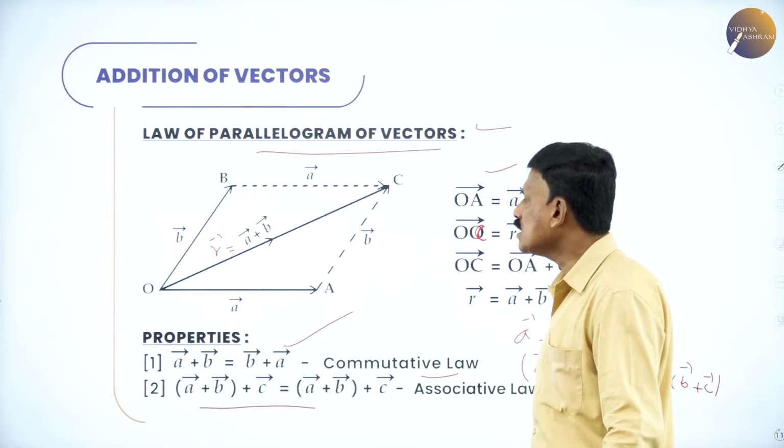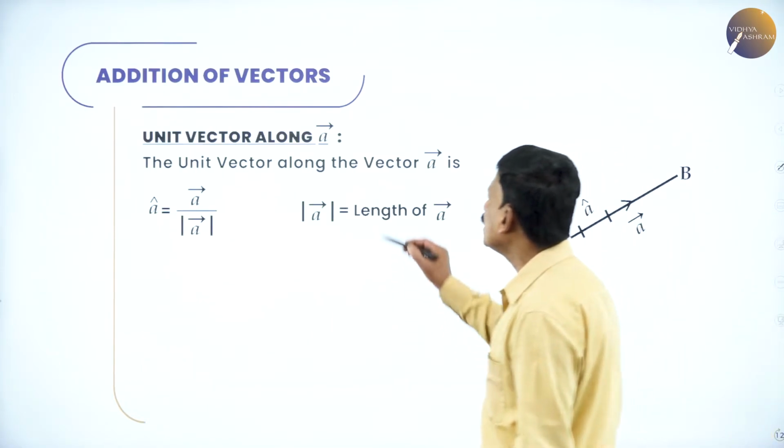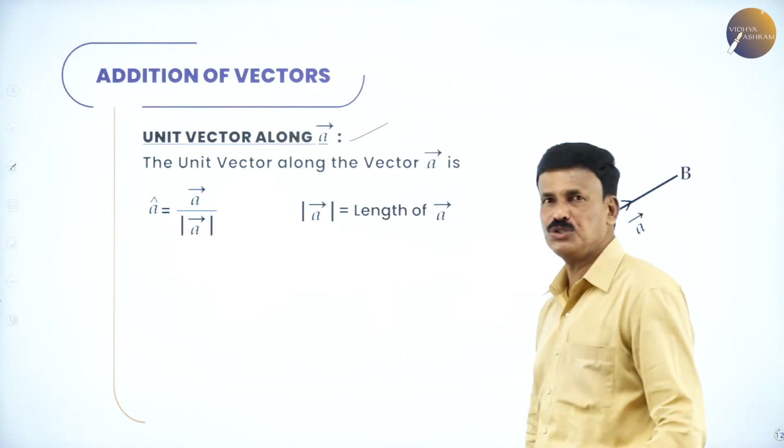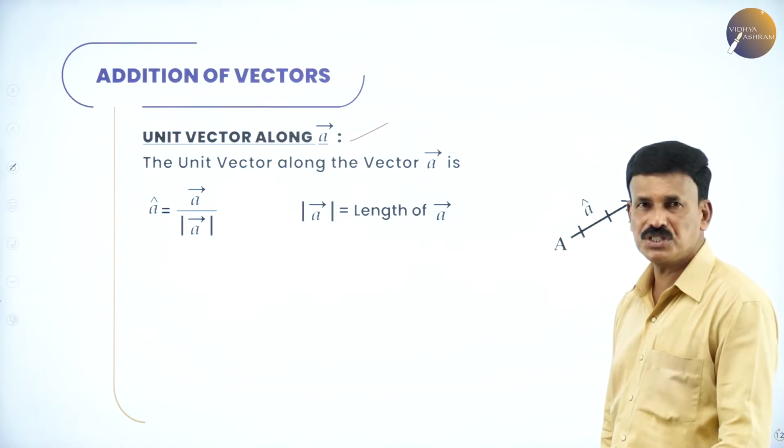Okay. Now let us come to the next, a very important definition. They may ask in the examination, define a unit vector. As I told, a unit vector is nothing but a vector whose magnitude is unity.